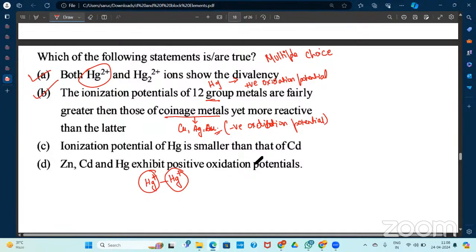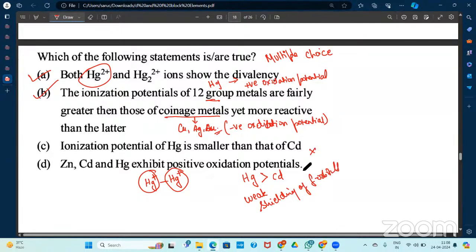Mercury and cadmium. Cadmium has the smaller and mercury has the higher ionization potential. This is due to the weak shielding of f orbitals. So option C is going to be wrong.